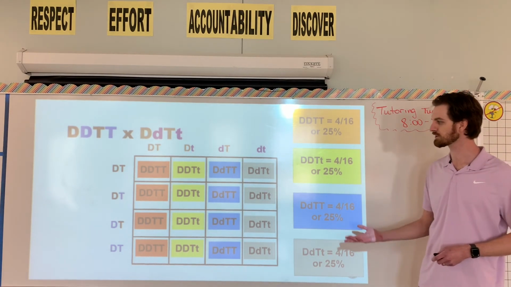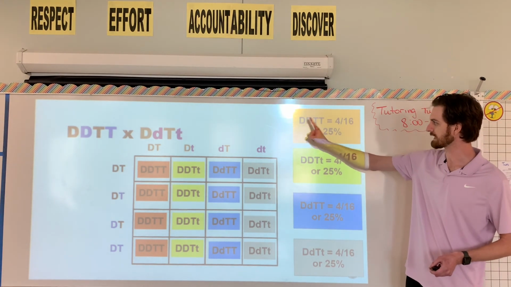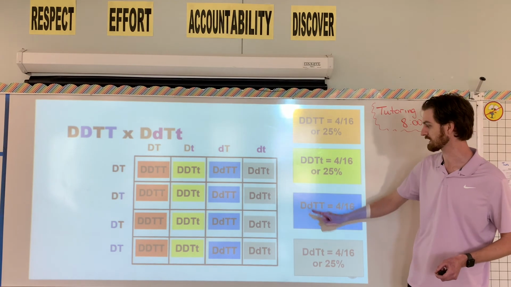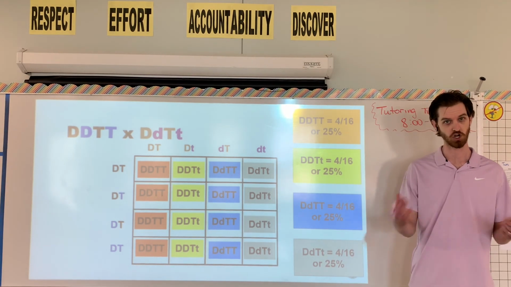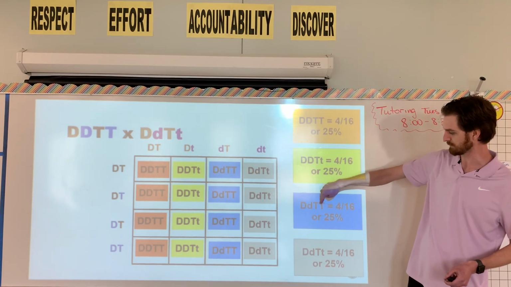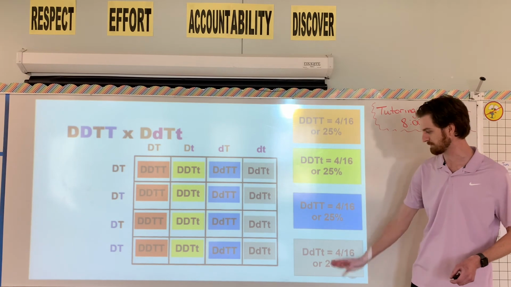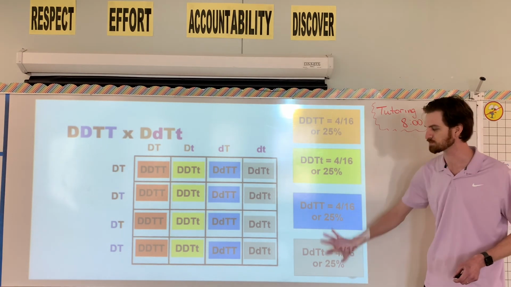All right, well, let's look at their phenotypes. Well, phenotypes is their expression. So what are they going to show? Well, I have a capital D here, I have a capital D here, I have a capital D in this case, and a capital D in this case. So they all have capital Ds, which means they're all going to show that dark leaf trait. If I have at least one capital T in all these examples, then I'm going to have the tall trait as well. So all of these would show as tall.